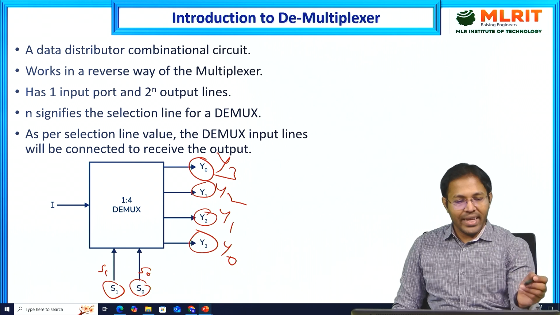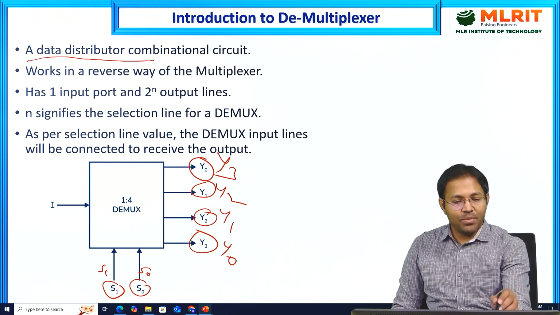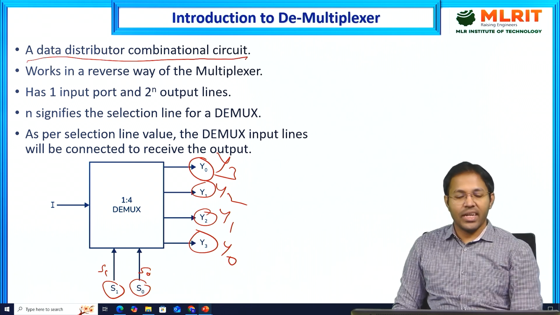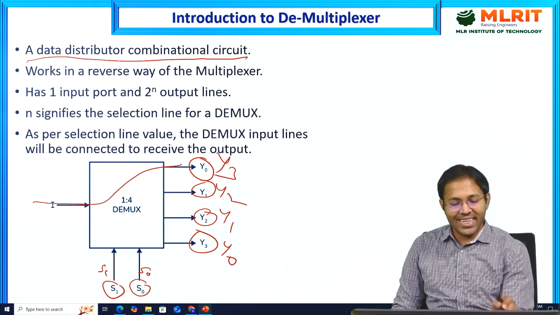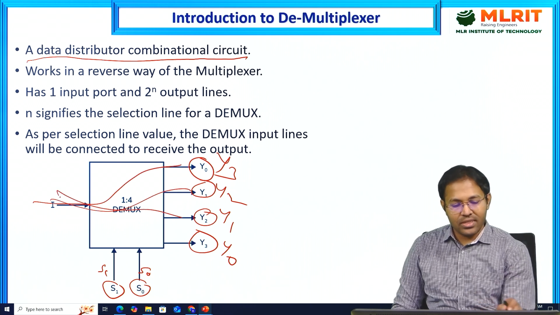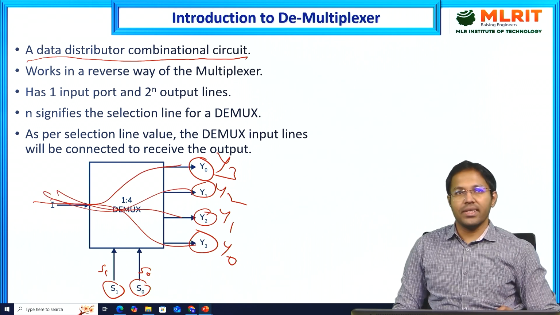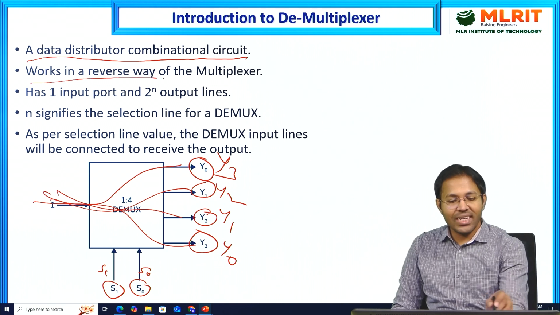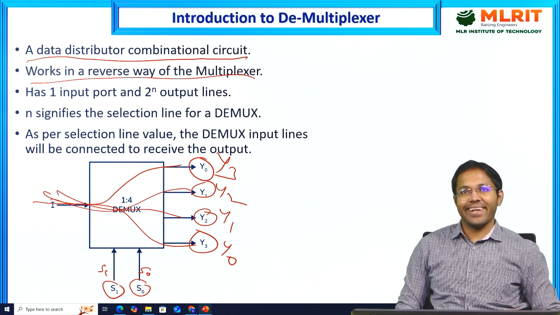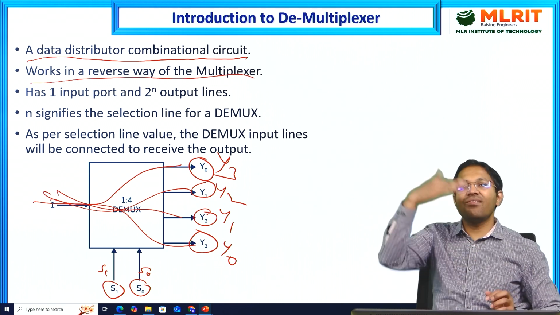Here is a data distributor combinational circuit. The input data it distributes in any of the four possibilities. It works in the reverse way of the multiplexer. Demultiplexer is the inverse of multiplexer.